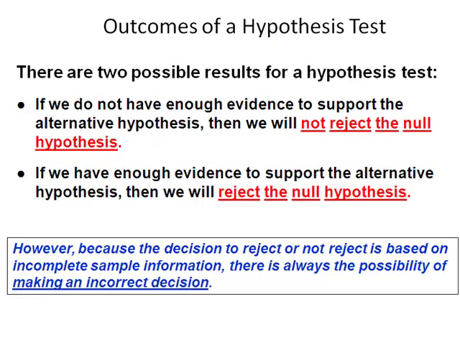Now, there are two possible outcomes when you do a hypothesis test. If we don't have enough evidence to support the alternative hypothesis, then we do not reject the null hypothesis. If we have enough evidence to support that alternative hypothesis, then we will reject the null hypothesis in favor of the alternative. Now, because the decision to reject or not reject is based on incomplete sample information, there is always the possibility of making an incorrect decision.